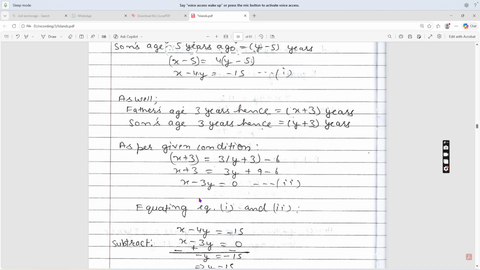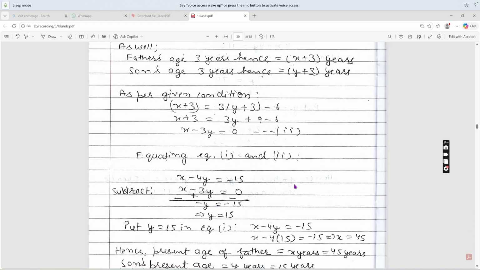It is equation 2. Now we are going to equate equation 1 and equation 2. Equation 1 is x minus 4y is equal to minus 15. Second equation is x minus 3y is equal to 0. Now, as the coefficients of x are the same, we are going to subtract. So this plus becomes minus, this plus becomes minus, this minus becomes plus, and this plus becomes minus. Now minus 15 minus 0 is minus 15. Minus 4y plus 3y is equal to minus y, and x minus x will give us 0. So minus y is equal to minus 15. So y is equal to plus 15.